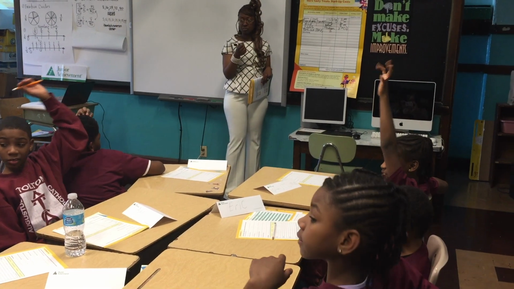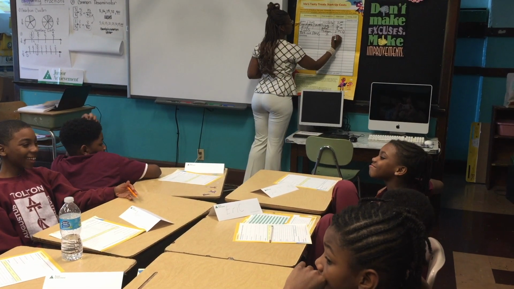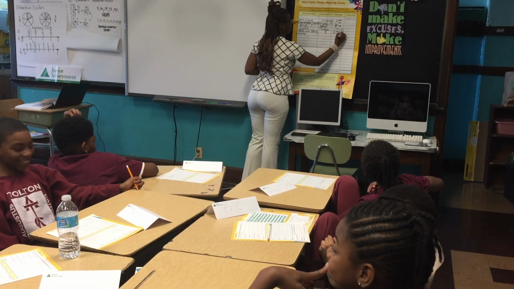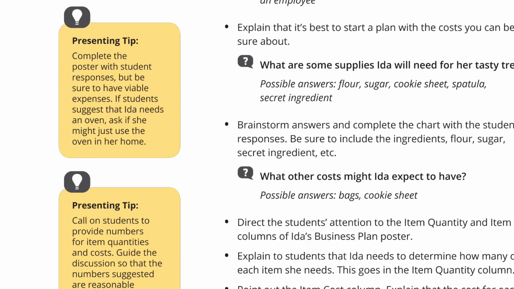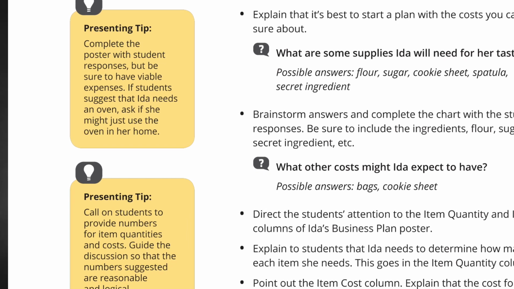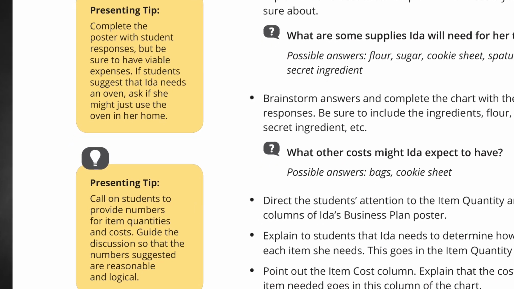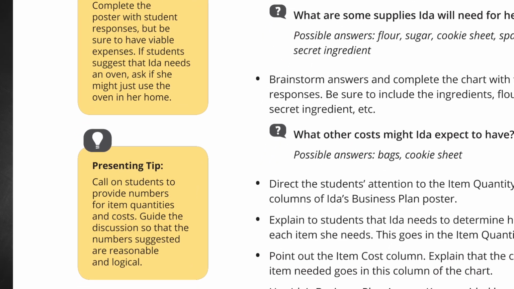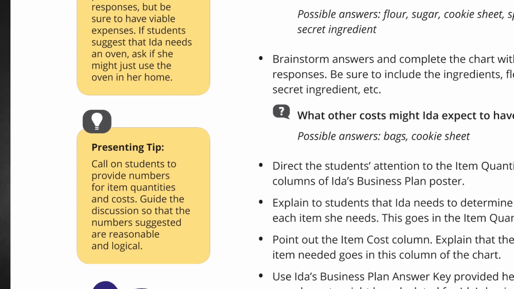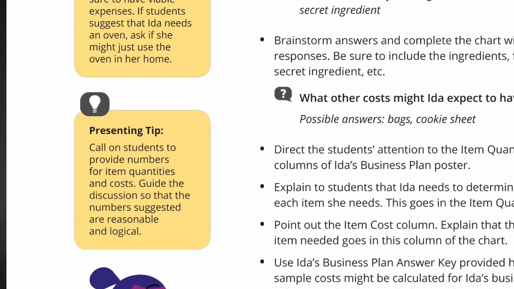As students respond to your questions, write in their answers on the poster in the appropriate spaces. And follow the presentation tips in the volunteer guide to come up with reasonable numbers for item quantities and costs. Guide the students' discussion so that the suggested numbers make sense.